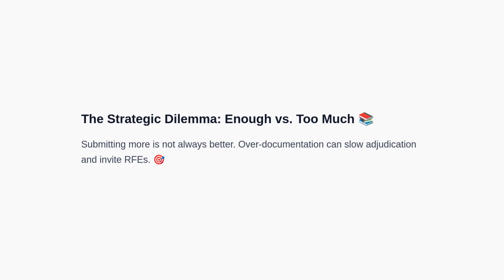Here's the tension. Applicants often think more documents equal a stronger case. However, immigration officers must review every page. Over-documentation can convert a straightforward change of status into a complex review, delay adjudication, and invite RFEs, because the officer now has to parse and interpret financial documents and details that are not required to prove lawful status.